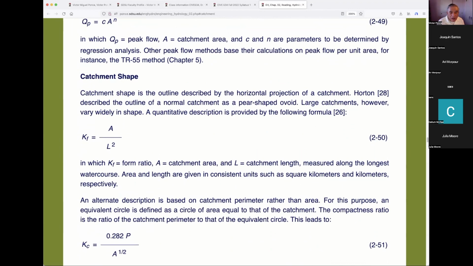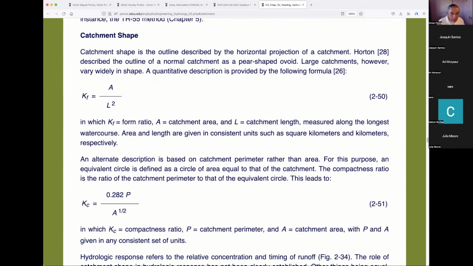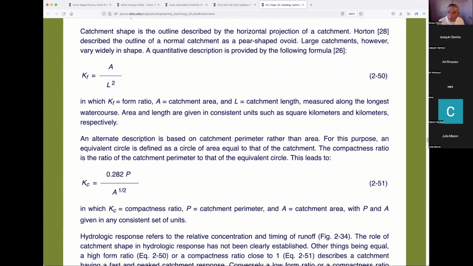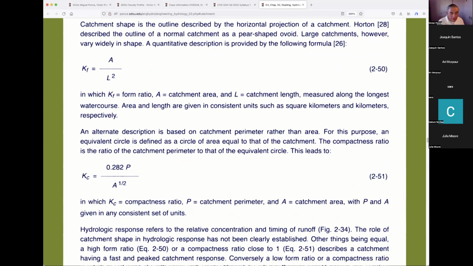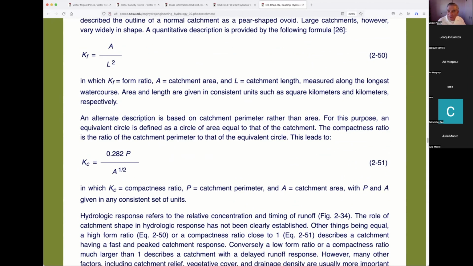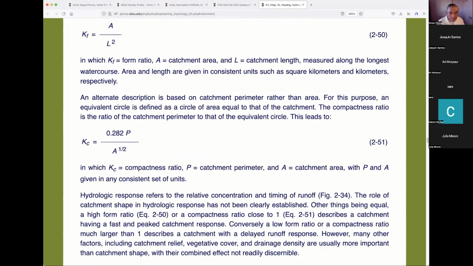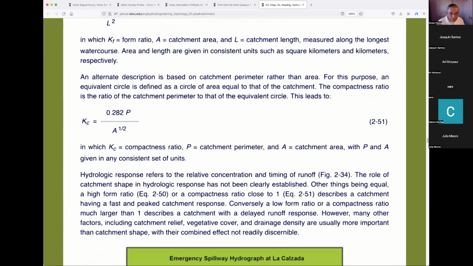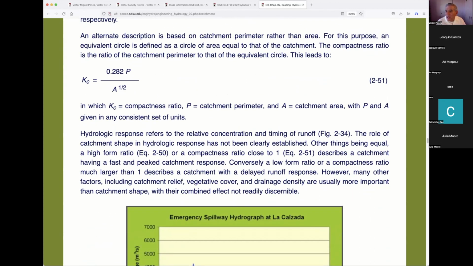Catchment shape. There are quantitative descriptors provided by this formula and this other formula. This morning I worked this formula up and it came out nicely. It's been a while since I did this, so I decided to put it in the assignment for you to be Professor Ponce again and figure out how or where this formula 251, the compactness ratio, originated. These are descriptors of the shape of the basin.